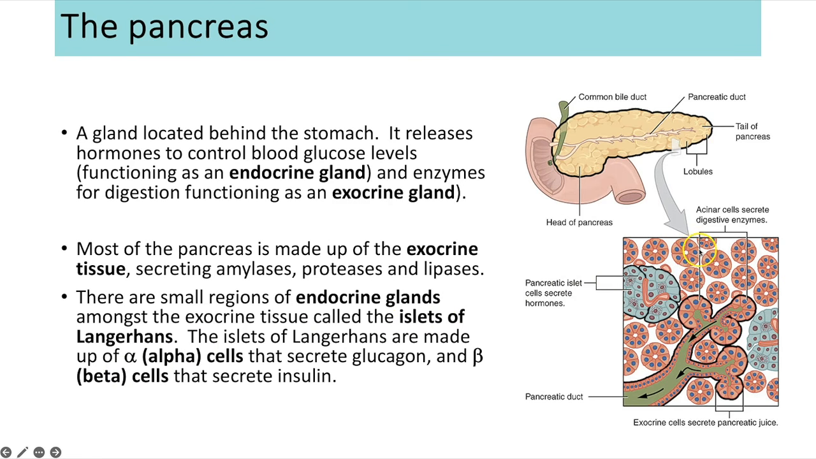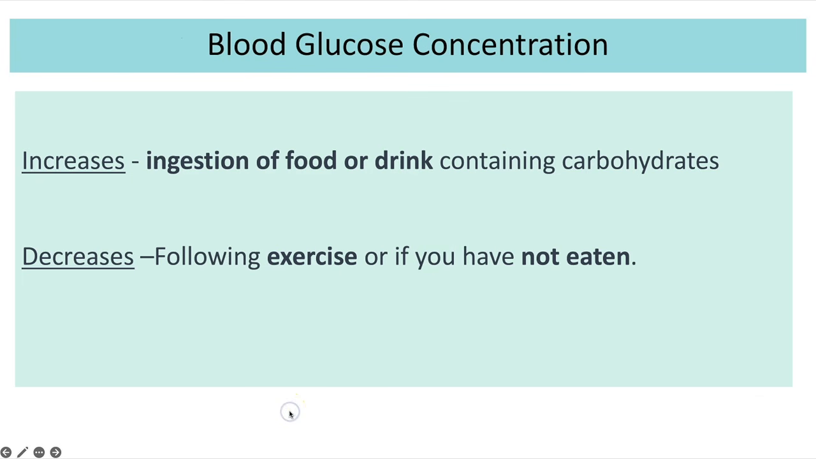Whilst most of the cells here are exocrine, secreting enzymes, we can see here in blue those islets of Langerhans, which are cells that will be secreting the hormones linked to blood glucose concentration control. So the blood glucose concentration will increase following the ingestion of food or drink containing carbohydrates. And you do have to emphasize containing carbohydrates, not just saying after you've eaten or drunk. It's specifically eaten or drunk anything that contains carbohydrates.